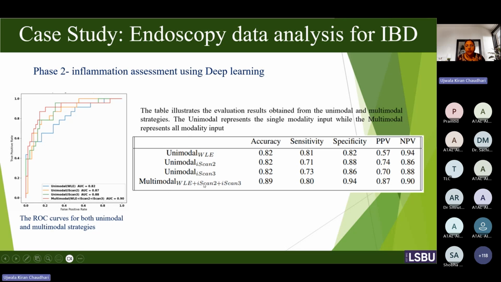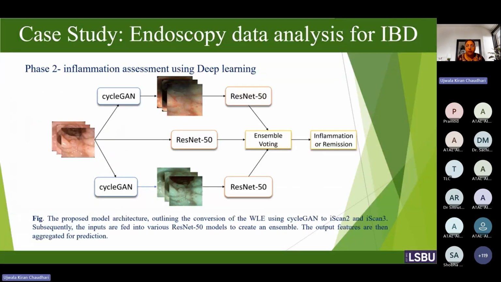For the integration of the multiple modalities, ensembled, you could see the specificity is quite high. Even the accuracy is quite good, like 89. It really improves accuracy if you try to add different kinds of information in your analysis. So this is an example of decision fusion.